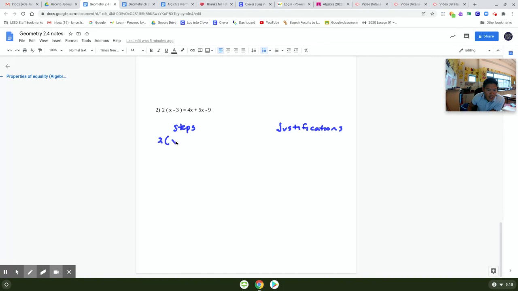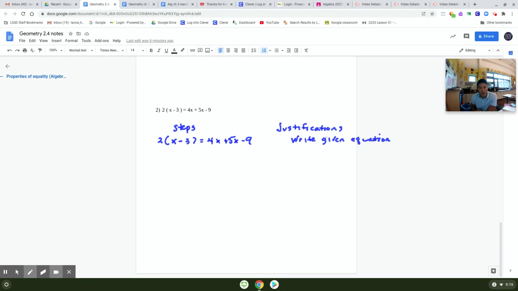2 times a quantity, x minus 3, is equal to 4x plus 5x minus 9. Okay, so that's just writing the given equation. And then everybody should have the same solution if you're doing everything correctly. Some people might do one thing first. Some people might do another thing first.